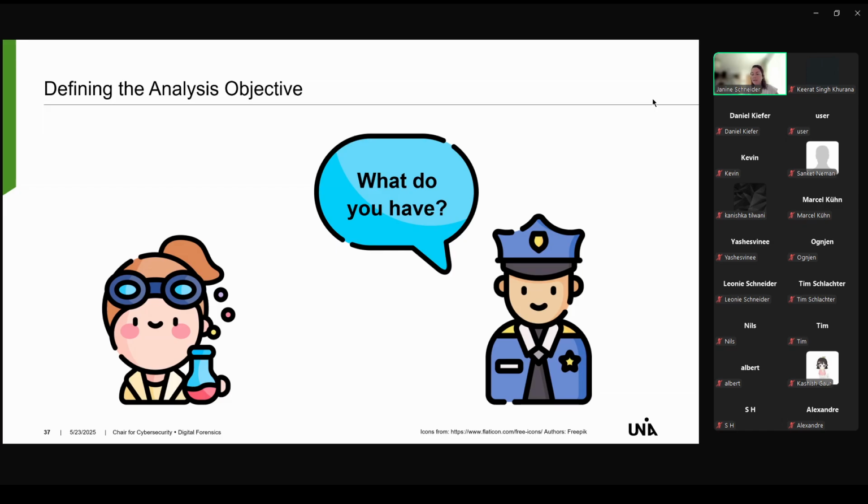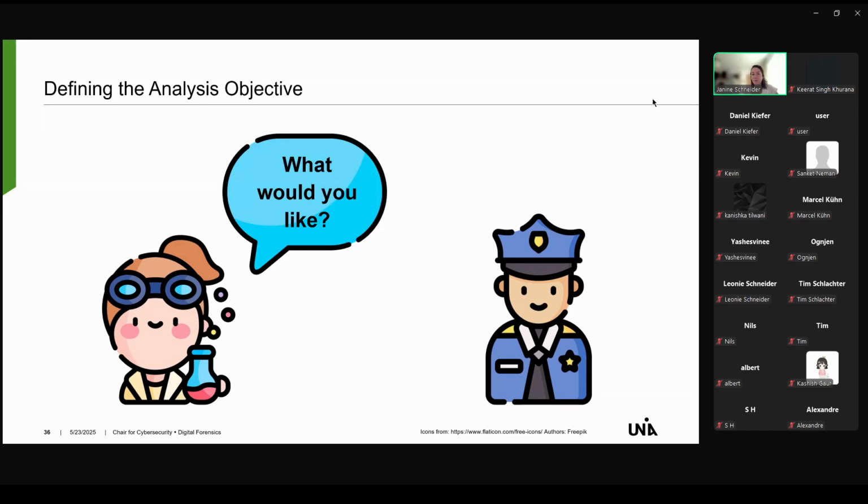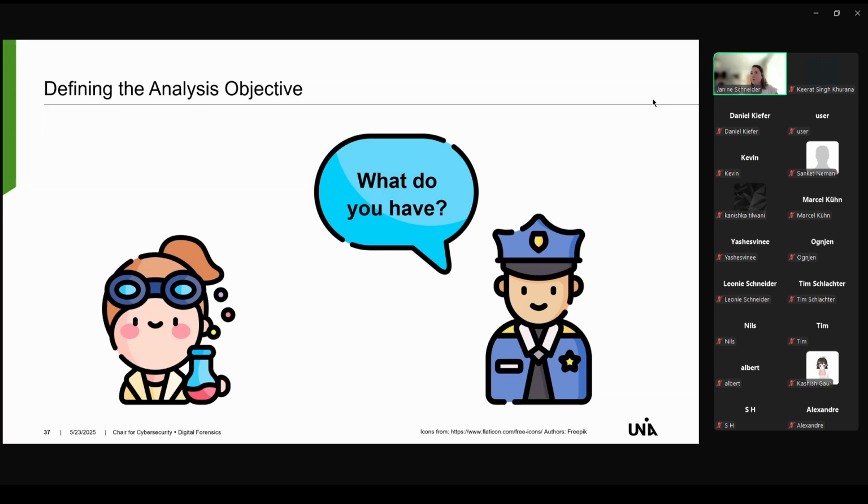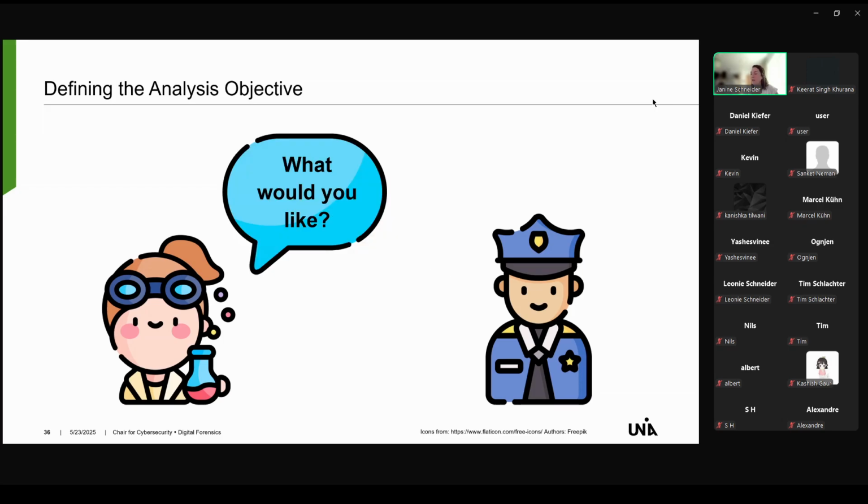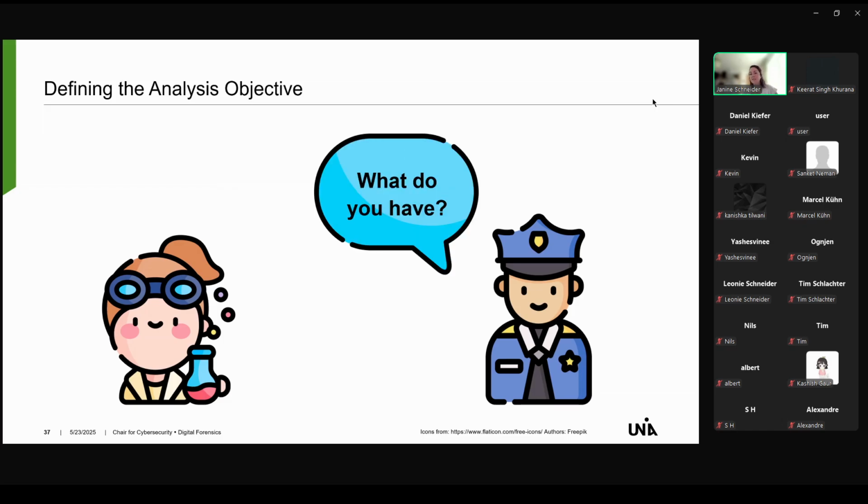So maybe this process goes back and forth, like, what would you like? I don't know, what do you have? Yeah, I have many things, but what would you like? And so we need to be aware of these communication problems that could arise, and they arise because a technical person talks to a non-technical person. Maybe there is no overlapping knowledge, and that's a problem.